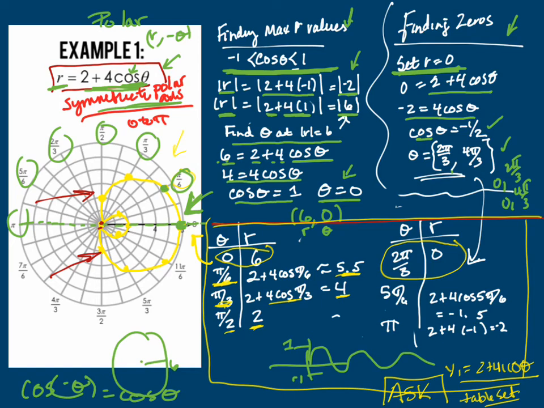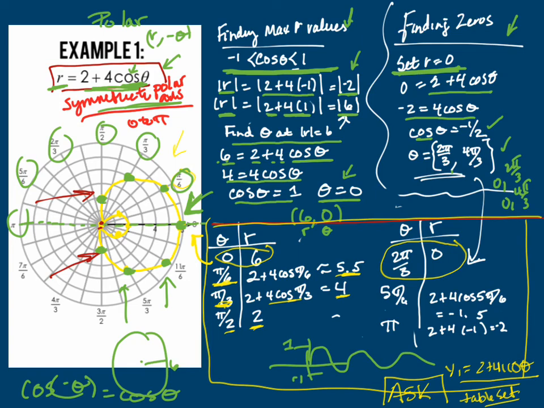I'm now graphing it. At pi over 3 it was 4. Now wait, I'm going to go back up. At pi over 6 it was 5.5. That means here at 11 pi over 6 it's 5.5. So you can do the bottom one too, over here. And then at pi over 3 it was 4, so at 5 pi over 3 it's 4 also. So I'm doing the other side. And then at pi over 2 it was 2, which means at 3 pi over 2 it's 2.